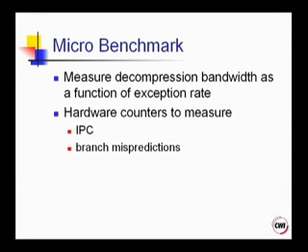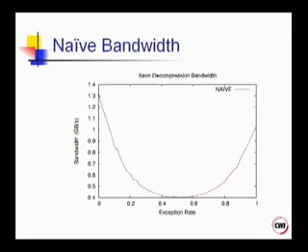So we've conducted a micro benchmark, which measures decompression bandwidth as a function of the exception rate, so the percentage of exceptions present in the data. And we measured the IPC, the instructions per cycle, and the branch misprediction rate of the if then else in the body of the loop using hardware counters. Here you can see the bandwidth. On the x-axis you see the fraction of exceptions present in the data, and on the y-axis the decompression bandwidth. And you see a very interesting shape. The higher the exception rate becomes, the decompression bandwidth goes up again.